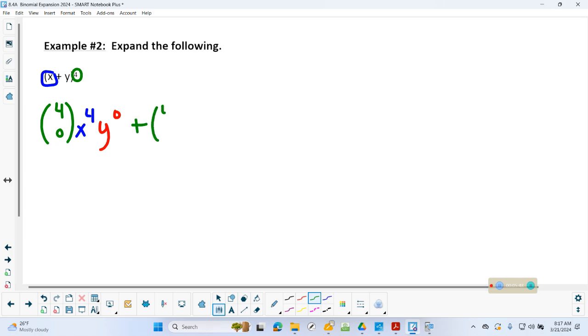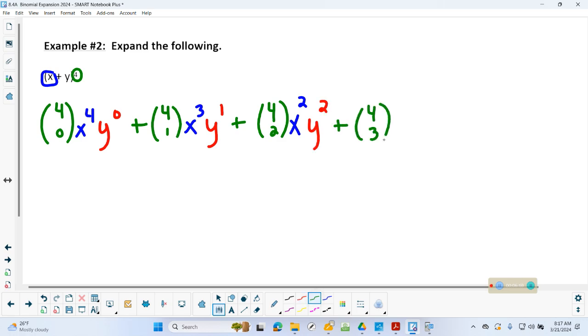My next coefficient, 4, 1. I'm going to have to type that into the calculator. X is going to move down in power. The y moves up. Next coefficient, 4, 2. X, of course, is going to move down in power. Y moves up. Next coefficient, 4, 3. X moves down in power. Y moves up. And our last coefficient, 4, 4. X is down to 0. Y to the 4th.